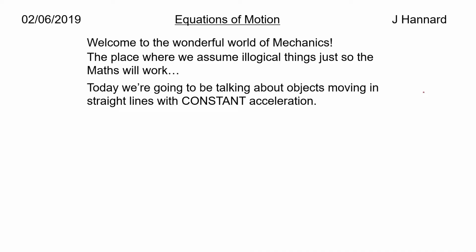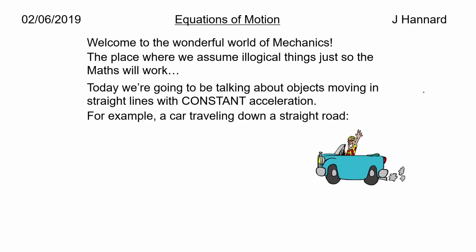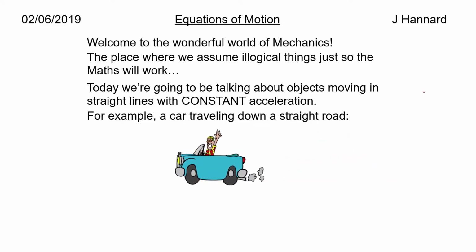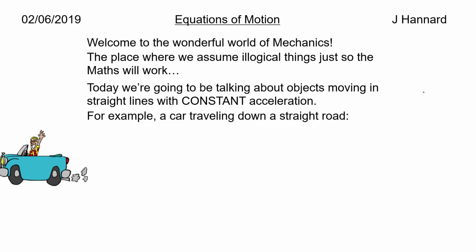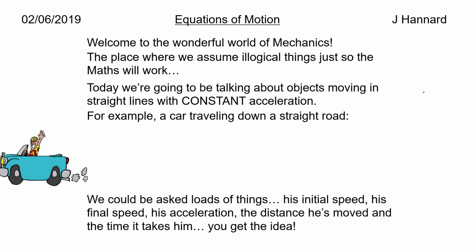Today we're going to be talking about objects moving in straight lines with constant acceleration. For example, a car travelling down a straight road. So there he is, going down a straight road. Look at him, he's very happy about that. We could be asked loads of things: his initial speed, his final speed, his acceleration, the distance he's moving, the time it takes him. You get the idea. We can be asked a lot of things about this.